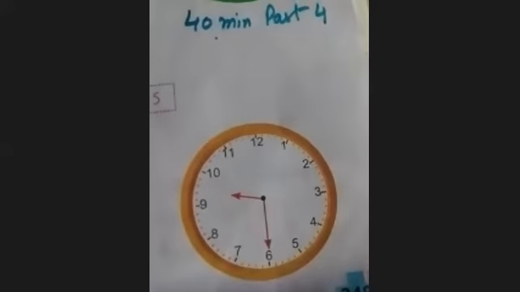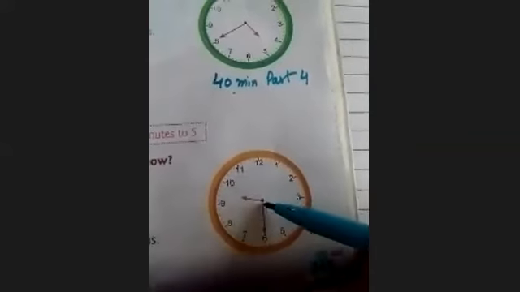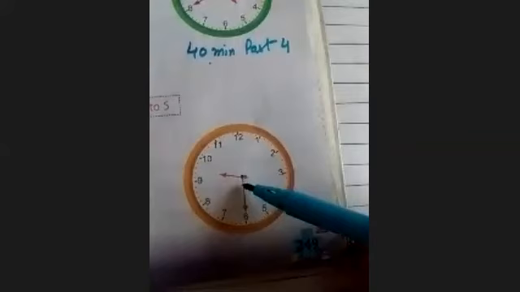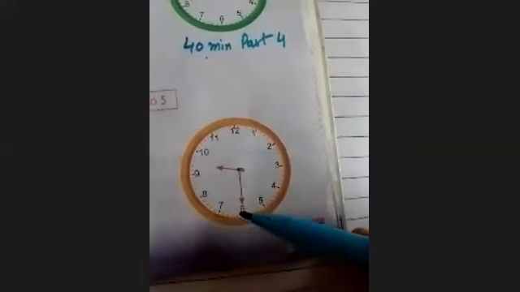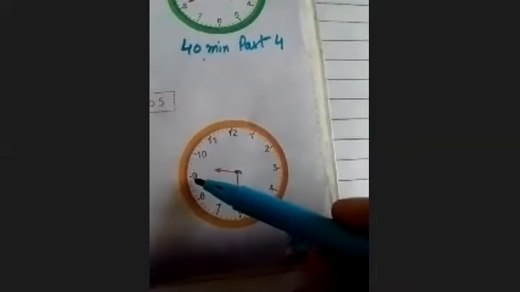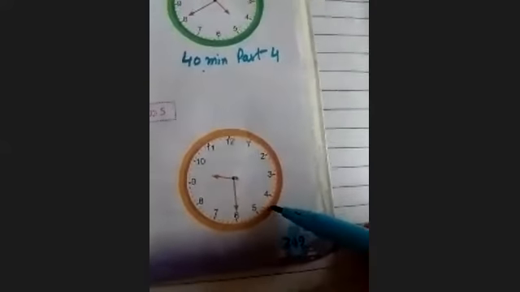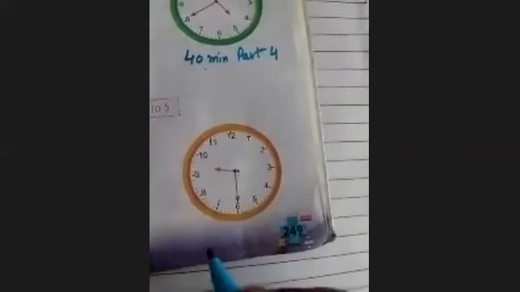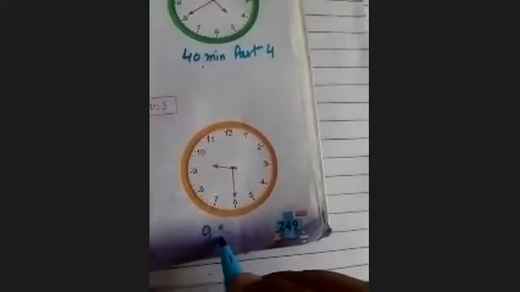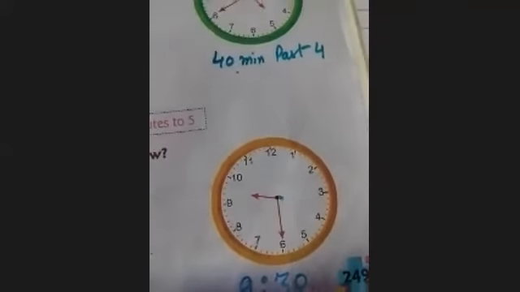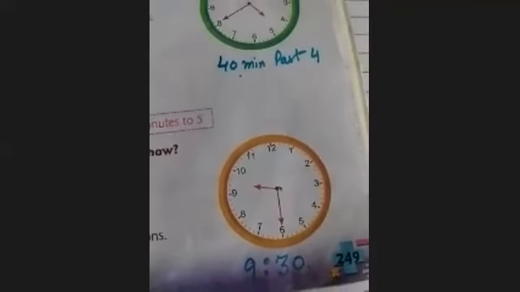Next, our hour hand is between 9 and 10, and the minute hand is at 6. So it means time is 9. Now count the minutes: 5, 10, 15, 20, 25, 30. So time is 9:30. Clear, students?